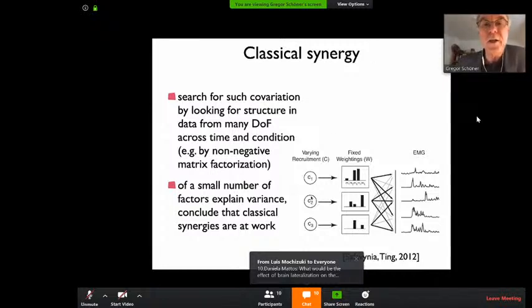Let me check brain lateralization. I will come to that later.